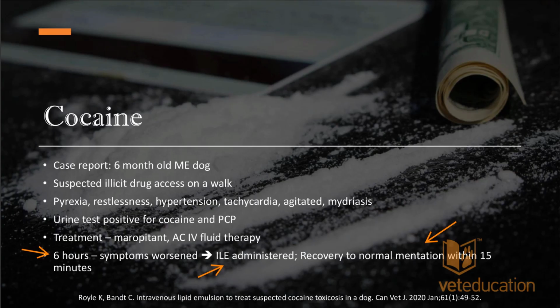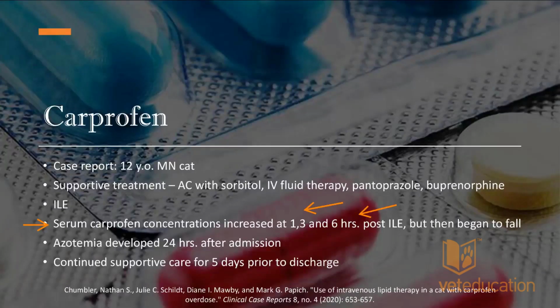Except for the fact that the carprofen concentrations, if we just go back here, were measured at 1 hour, 3 hours, and 6 hours post-intravenous lipid emulsion therapy. So the lipid emulsion therapy did something. This cat had quite a large dose of carprofen. So what it would have done without the intravenous lipid therapy, I really don't know. And this is where, with the use of controls and toxicity, we never like to deliberately poison a patient so we can get a control case and see what the difference is. But that's a great question.